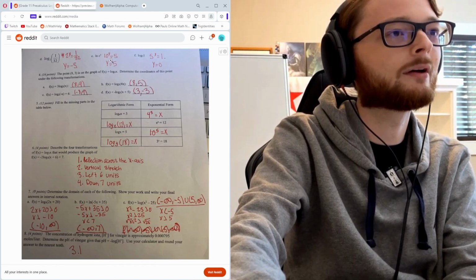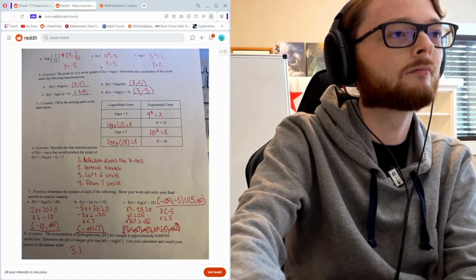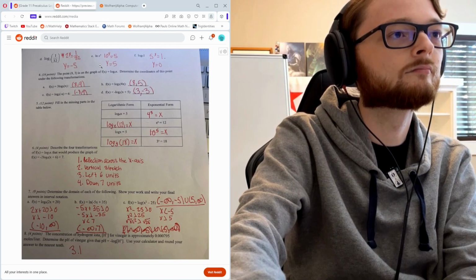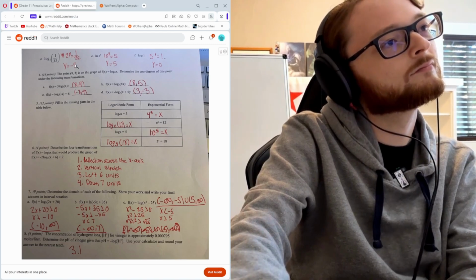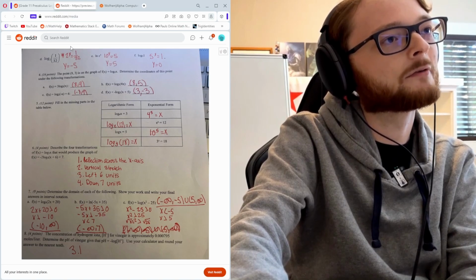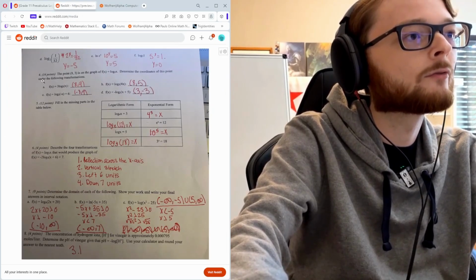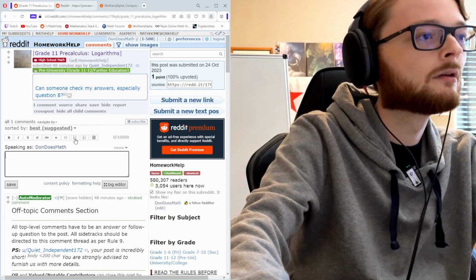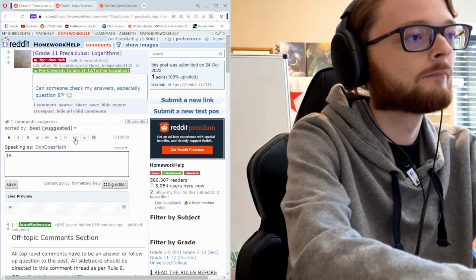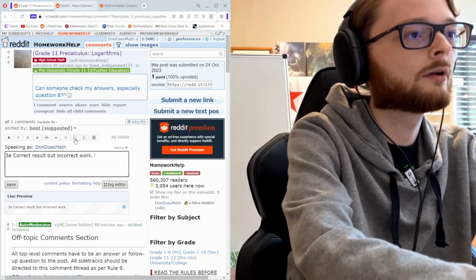Why would they have 10 to the y? Do they think that maybe it might have gotten ln mixed up with just a log with no base? It should be e to the something equals e to the 5. So let's actually make a note of that. Okay, it must be part 3 if this is 4 right here. So 3e. 3e. Correct result, but incorrect work.